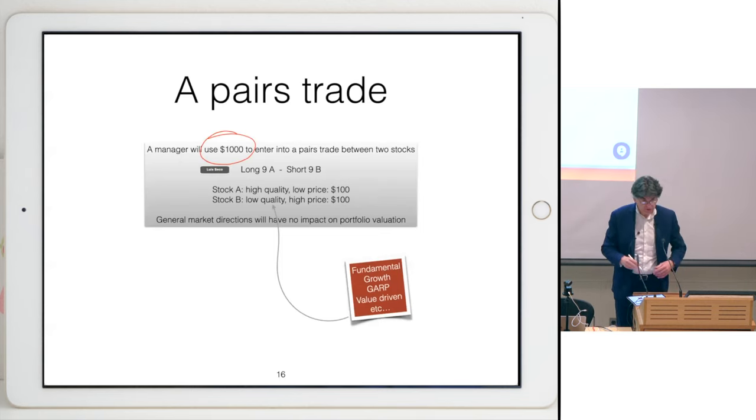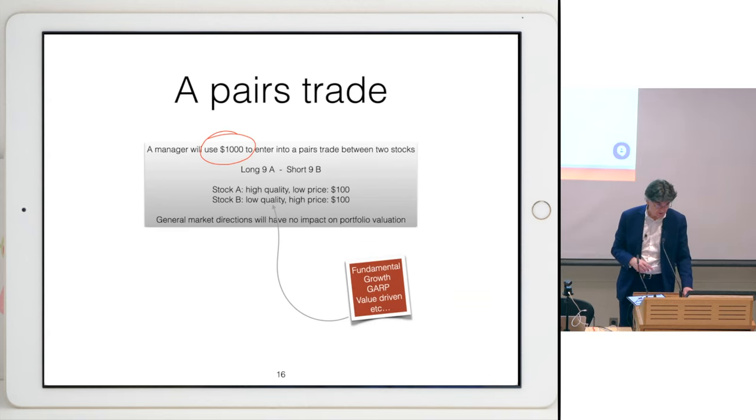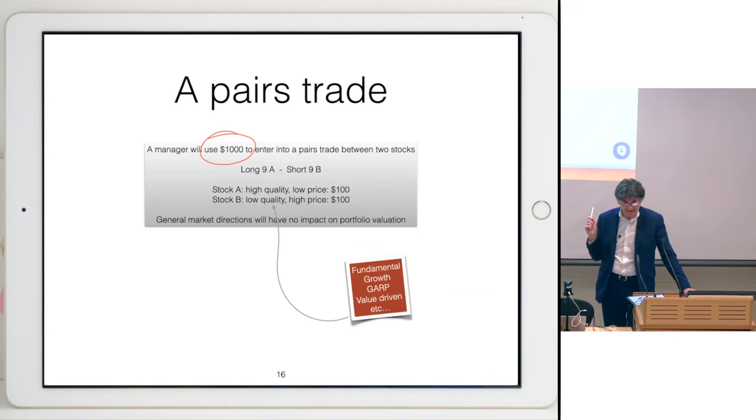Let's say that I have $1,000. And there's two stocks that I like. A, I like, is great. And B, I don't like, is bad. And let's say that both are valued at 100. Say A is Apple, B is Microsoft. I don't know. Actually, a trade that was a big trade was to go long Apple and short BlackBerry. It's not that this is where the A and B comes from, but imagine that trade, right?